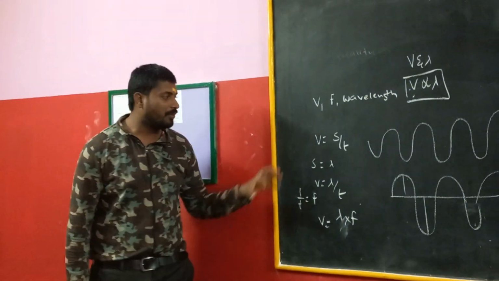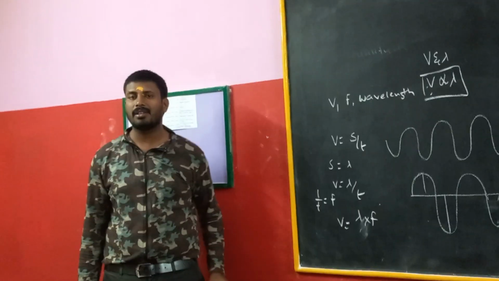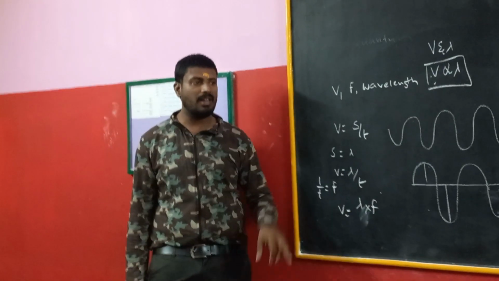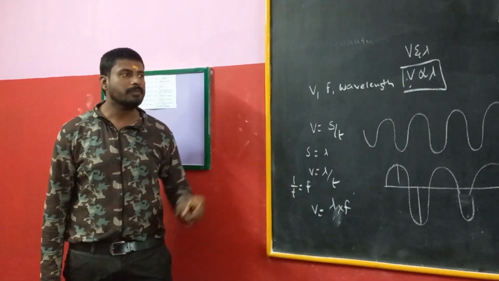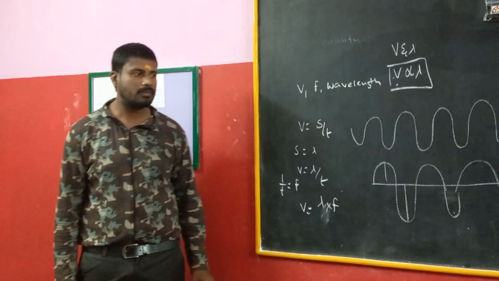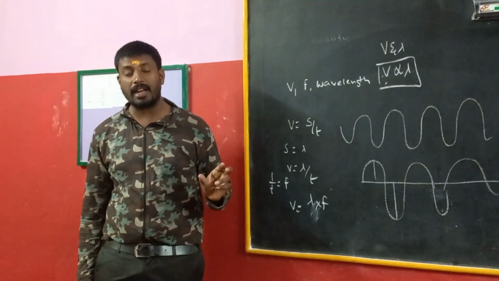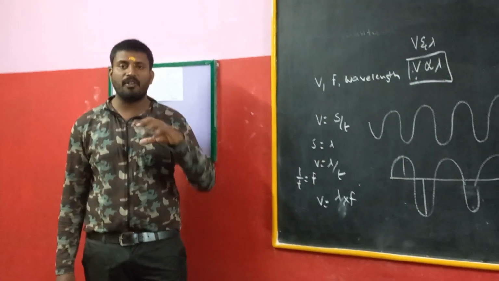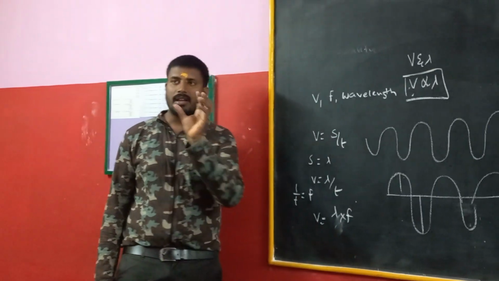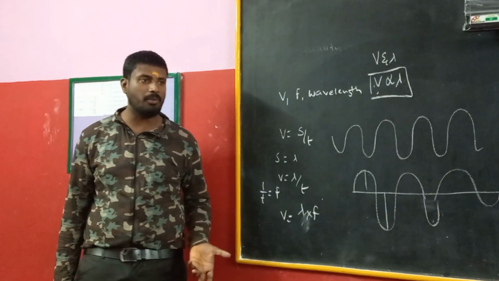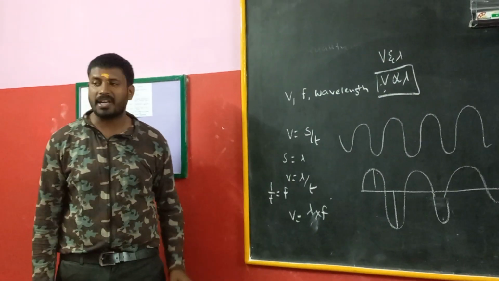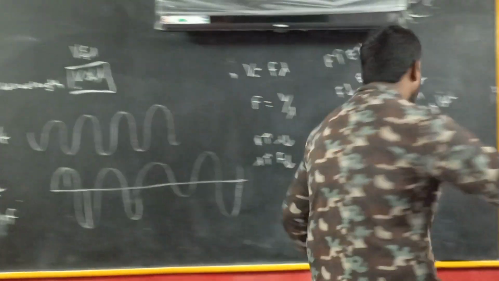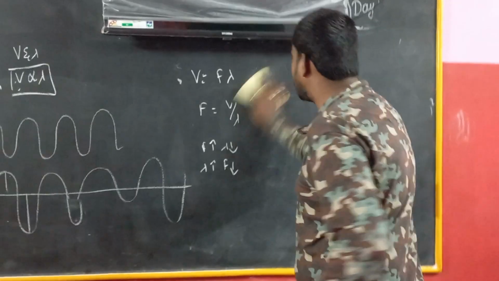Then we see VIBGYOR. Red color has more wavelength, less frequency, less velocity, whereas violet color has less wavelength, more frequency and more velocity. Sorry, if red color has more wavelength, then its velocity is more and frequency is less. If violet color has less wavelength, its frequency is more and velocity is less, because wavelength is directly proportional to velocity. And in this class, I am going to tell you about the electromagnetic spectrum also.